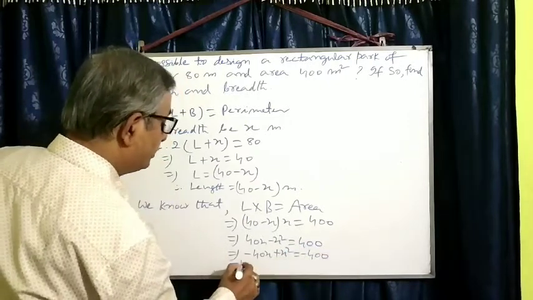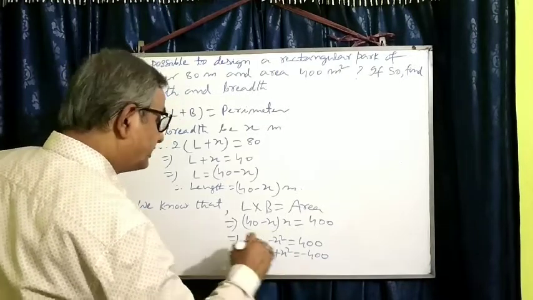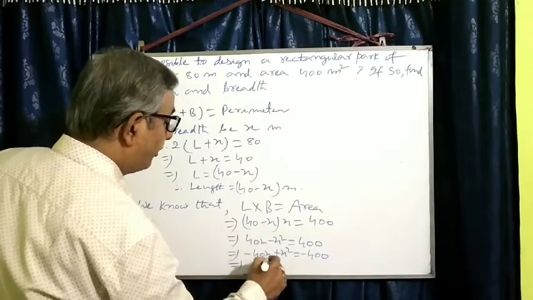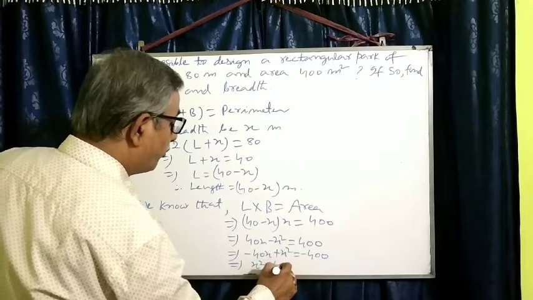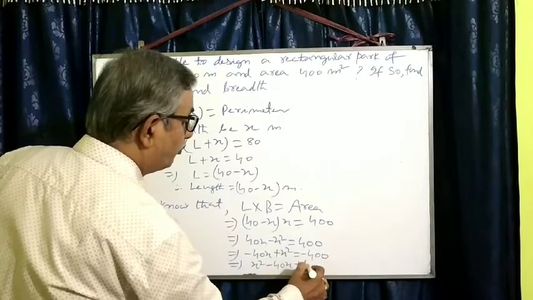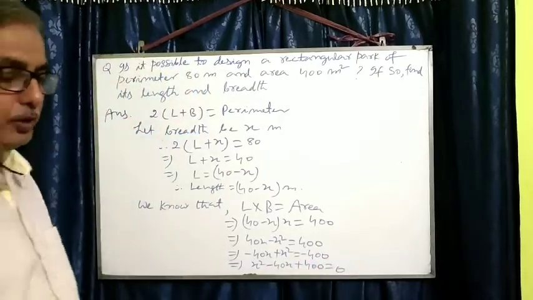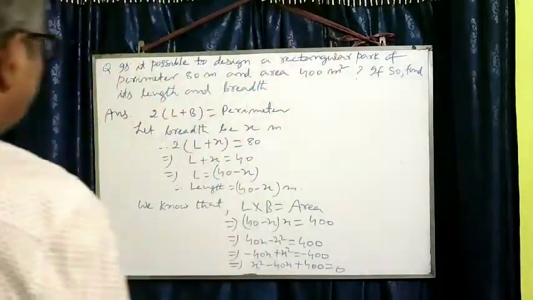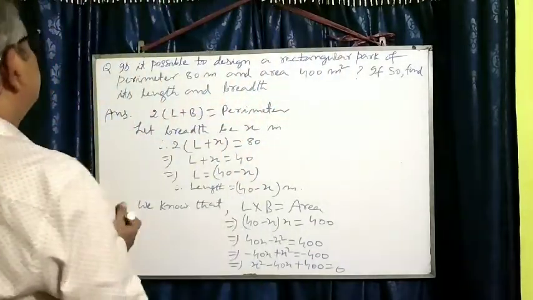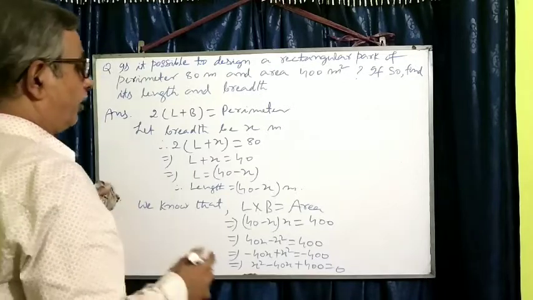You arrange it. X square will be in the starting. You write in descending order of power. x square minus 40x plus 400 is equal to 0. Now you find out the discriminant. Then only you will be writing whether you can design this type of rectangular field or not.